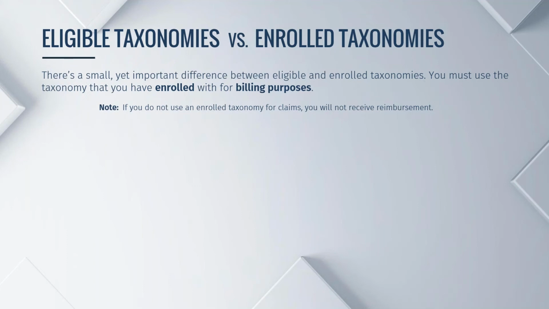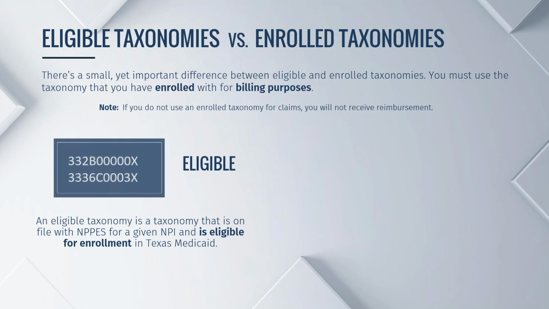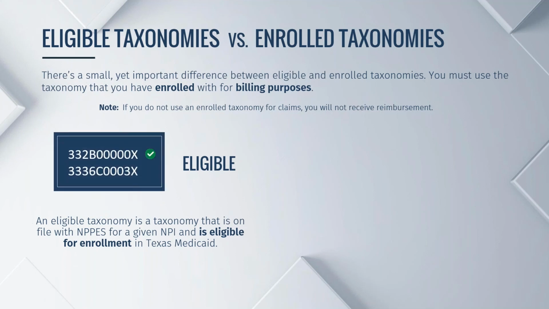In the previous example, it was established that an eligible taxonomy is a taxonomy that is on file with NPES for a given NPI and is eligible for enrollment in Texas Medicaid. In our previous example, there were 2 eligible taxonomies ready for enrollment.